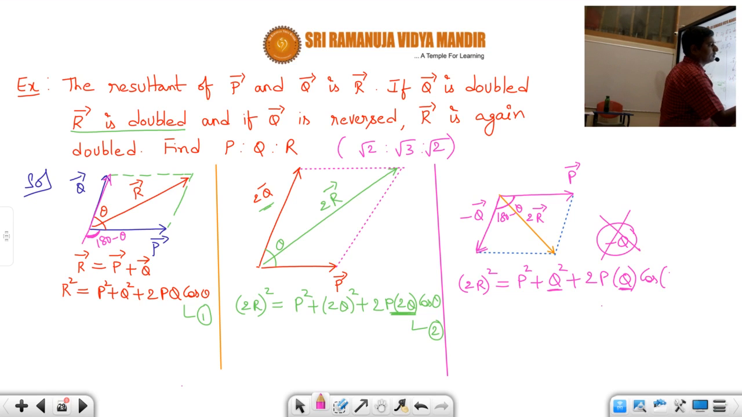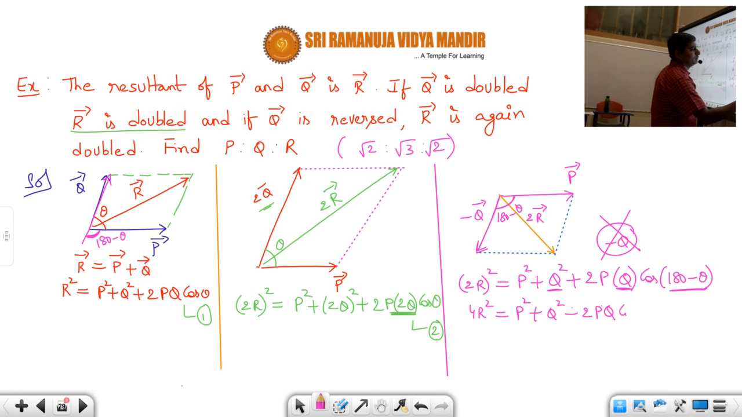Okay, and cos of 180 minus theta. Because here we are writing this 180 minus theta, that's why this should be written as plus Q only. So therefore you will get 4R square is equal to P square plus Q square minus 2PQ cos theta, students. So this is equation number 3, students.